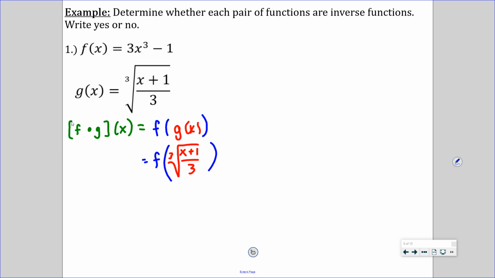All right, you guys ready for this? This is kind of intense. We gotta plug that into f. All right, so again, take out the x and replace it with parentheses, and then plug in g, which is the cube root of x plus 1 over 3.